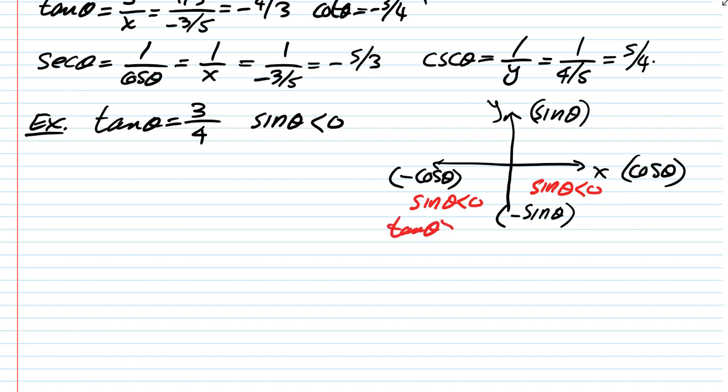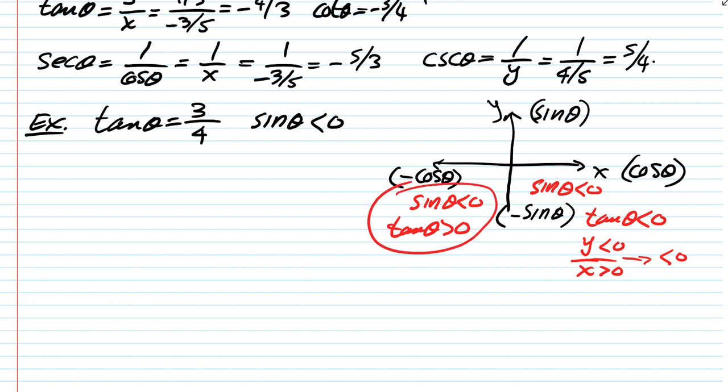Tangent is positive in the third quadrant, but in the fourth quadrant, tangent is negative. And the reason is, remember, tan is the ratio of y to x. y is negative, x is positive, so that ratio is negative. That's how we know tan is negative. All right, therefore the angle must be in the third quadrant.